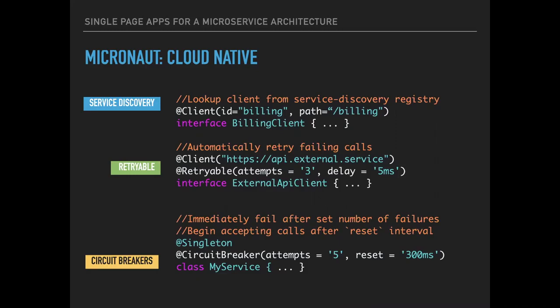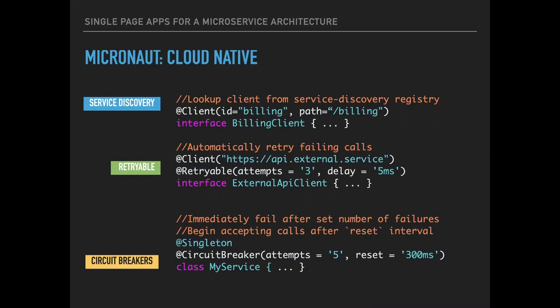And then in our second example, I'm not going to go through all these in detail, but you can see we have @Retryable for retrying a call that fails. We have an @CircuitBreaker annotation, which, after a set number of failures, will begin to instantly return the exception so you don't swamp a downstream service or resource.